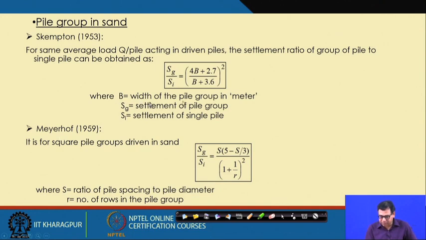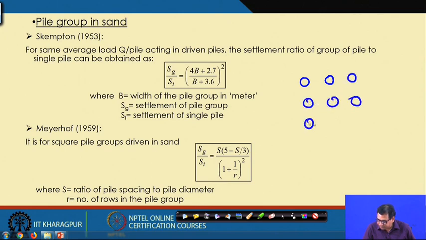Here B is the width of the pile group, in meters. Suppose we have a pile group like this, then B will be this one, the width of the pile group. B is in meters, remember that, and then we will get the settlement from this equation.